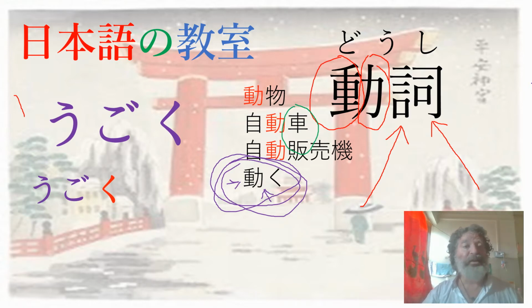I've highlighted the ku in red to show you that that will be changing as the verb is conjugated. Ugokimasu, ugokimasen, ugokimasen deshita, ugokimashita, ugokimashou.